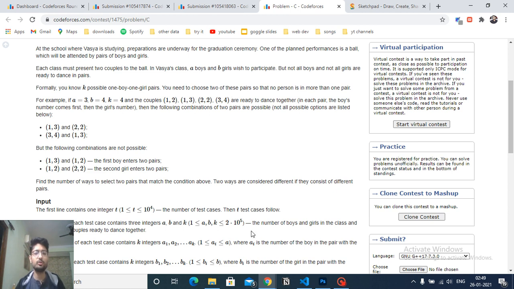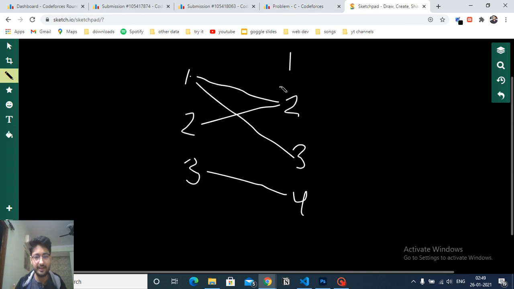You can do this in O of n, or actually O of k, whatever you can say. For every pair you have to find out how many pairs are possible. If I take the first pair, 1 and 2, how can I find all the other pairs which are possible? How many pairs are not possible? All the pairs connected to 1 are not possible. This pair is actually the one taken, so don't talk about this pair. This pair is not possible.